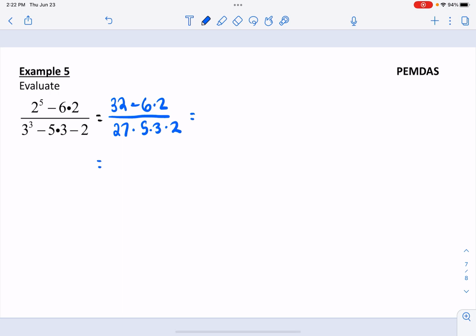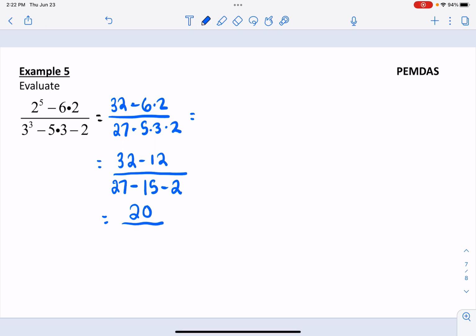Now I do all of my multiplication. So I have 32 minus 12. It's a minus symbol in there. 27 minus 5 times 3 is 15. Minus 2. So now I do 32 minus 12. That gets me 20. And then I can do 27 minus 15 to get me 12 minus 2. 12 minus 2 is 10. Now we have to reduce that fraction. The largest number that goes into both of those is 10. So that simplifies to 2.